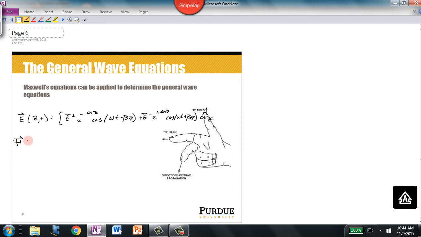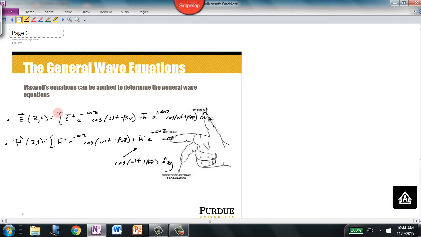And similarly, there's a magnetic field strength, H of z comma t, and you can probably guess, that is H bar plus e to the minus alpha z cosine of omega t minus beta z, plus H bar minus e to the plus alpha z cosine of omega t plus beta z, a hat y, right? And obviously I skipped a lot of math to get here, but we did this math already for a voltage and current waveform, and so I'm just going to write the results now. I think we've done enough calculus for a little bit.